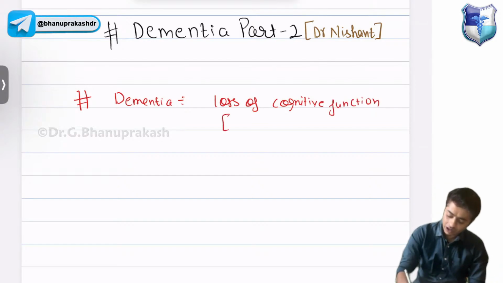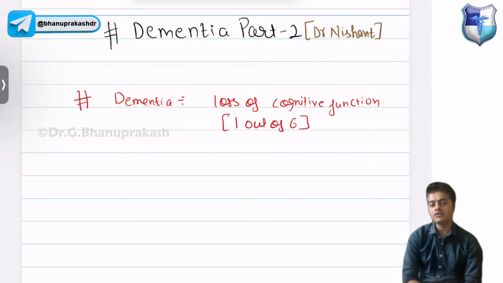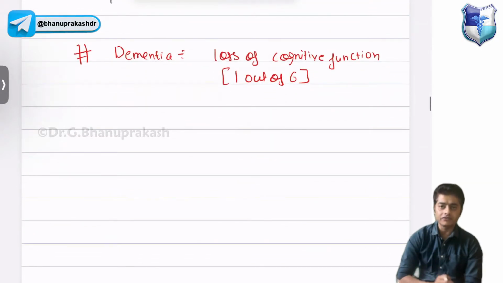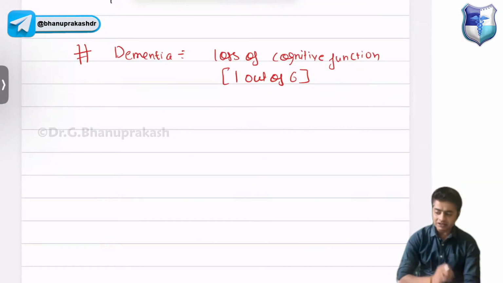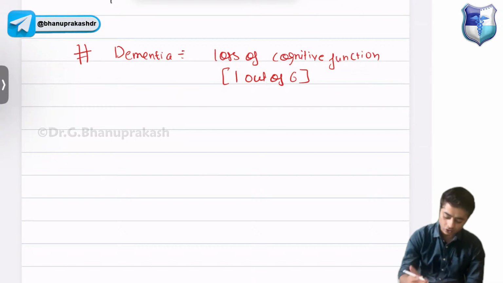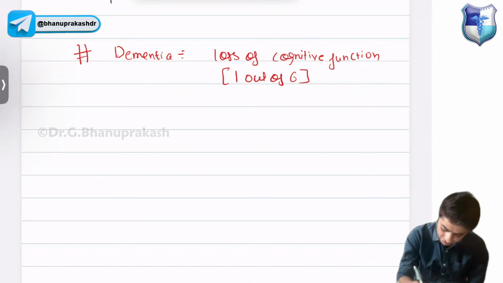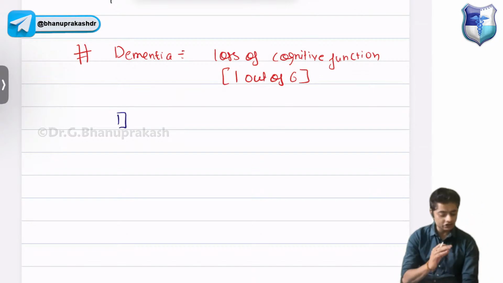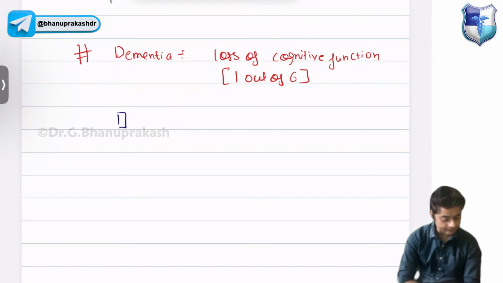And I have said that if any one out of six is positive, we will call that patient a dementia patient. So can anybody enlist, because we studied it in the last class, what all are the six cognitive functions? Just anyone can tell me, starting with the first.